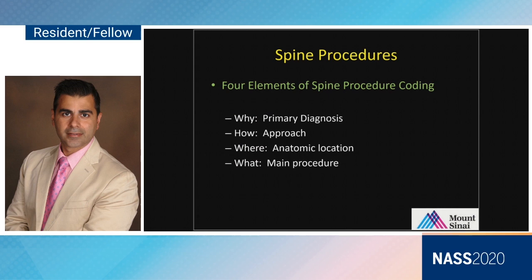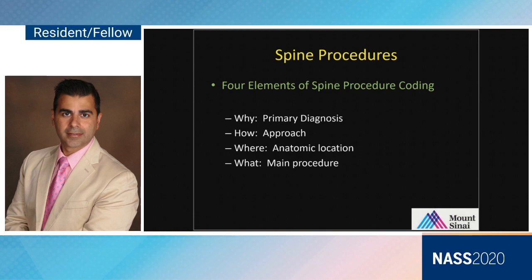So let's develop a little bit of a framework before starting the actual coding process. It's important to understand the 4 elements for procedural coding for spine surgery. Think in your mind, why are you doing the procedure, as the primary diagnosis can affect the types of codes utilized and the payments and reimbursements for specific surgical procedures. The next thing to think about is, how are you going to go about accomplishing this? Meaning, what is going to be your surgical approach?